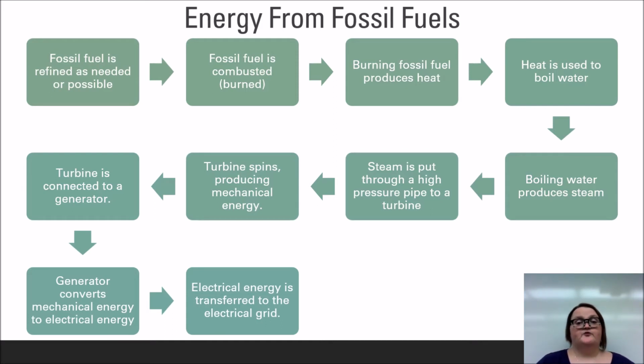The narrow pipe forces the steam under pressure, increasing its force as it is released onto a turbine. The turbine spins, which produces mechanical energy. The turbine is connected to a generator, which takes the mechanical energy of the spinning turbine and converts it into electrical energy, which can then be released onto the electrical grid. Through this process, chemical energy stored in the fossil fuel is converted to mechanical and then electrical energy.